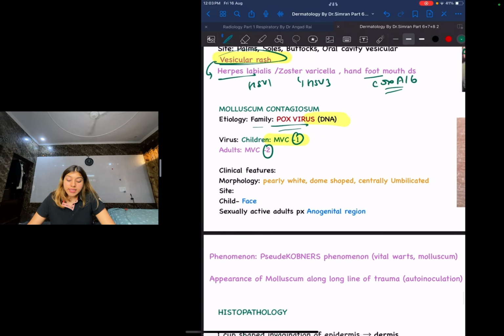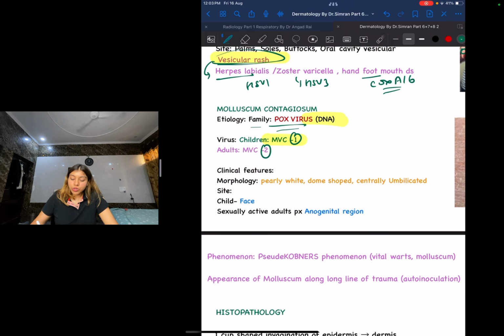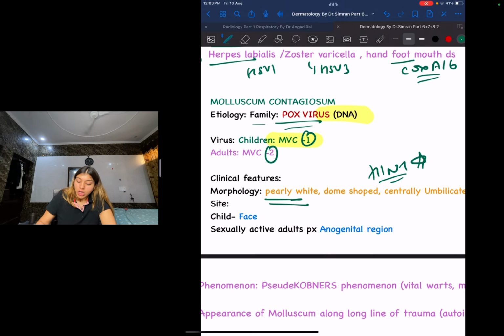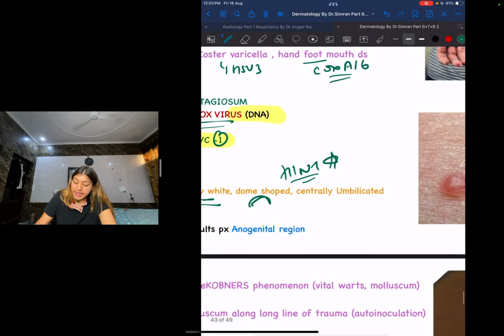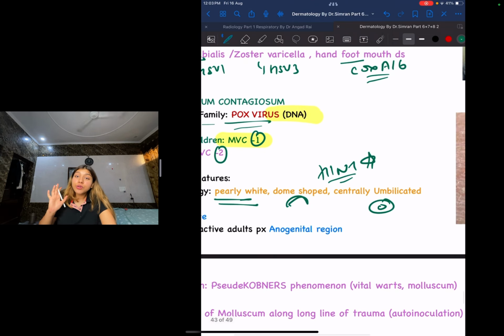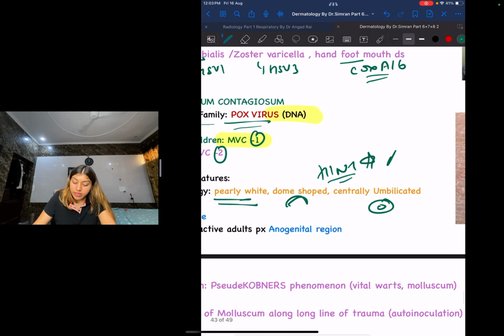Now, very, very important, you will see this in the question and you will just mark it as molluscum contagiosum: pearly white, dome shaped, centrally umbilicated. If you read this in the question, even though they're not giving the image, close your eyes and mark it as molluscum contagiosum. This is very important.